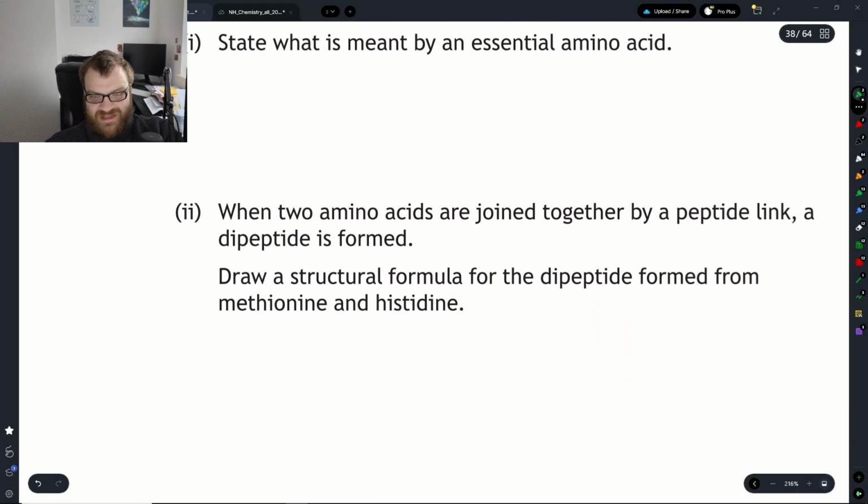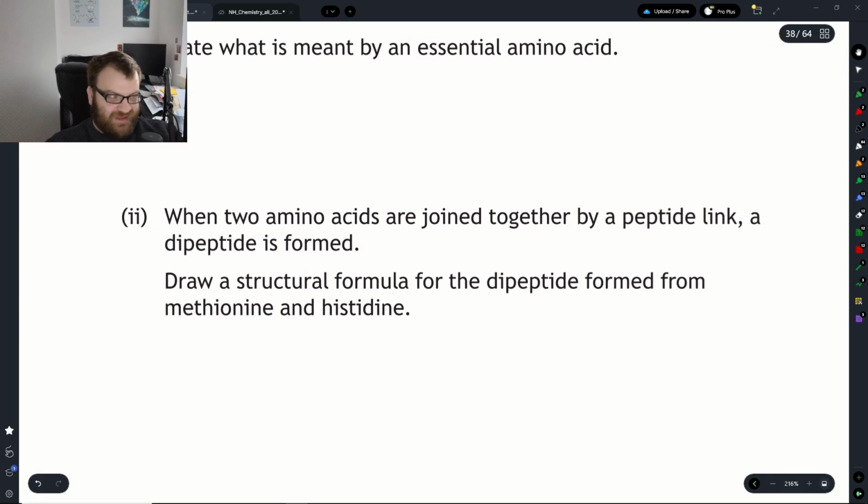These are ones that cannot be made by the body, so must be acquired from the diet.